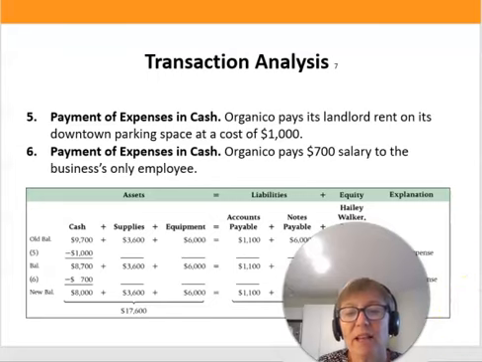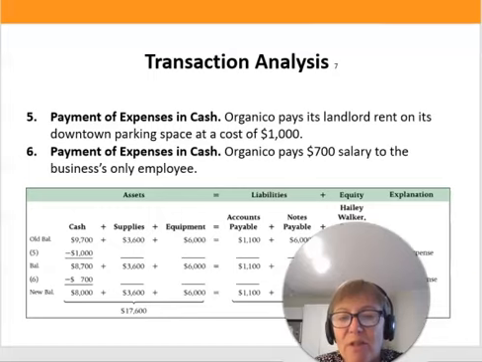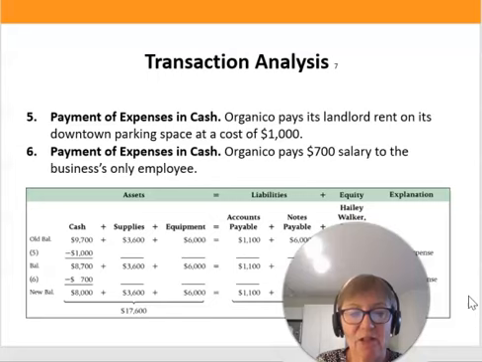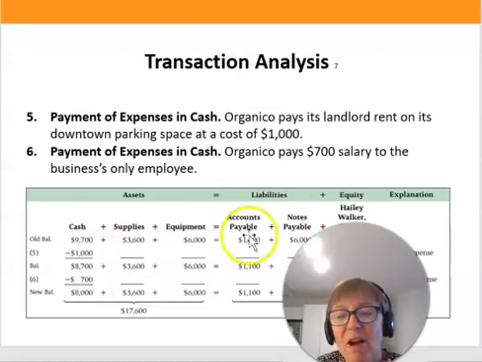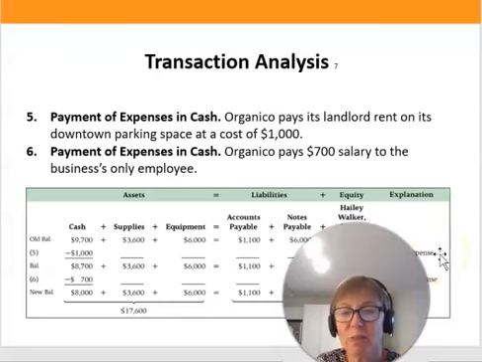Okay, so now we have a couple more. Organico pays our landlord rent on its downtown parking space at a cost of $1,000. We paid cash, so our cash is going to decrease, as you can see by number 5 here. And what's happening on the other side? It's a rent expense, and rent expense decreases our equity because it decreases our net income.